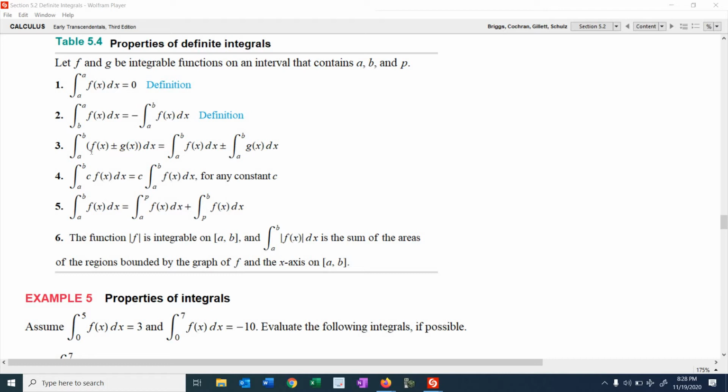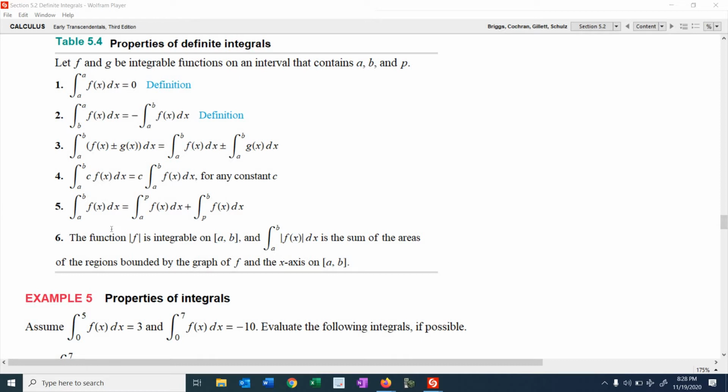Okay, the third one basically says if you take the definite integral of f of x plus or minus g of x, then that's the same as finding the definite integral of f of x and then adding or subtracting the definite integral of g of x. Okay, the fourth one says that if you take the definite integral of a constant times a function, that's equivalent to finding the definite integral of the function and then multiplying it by that constant.